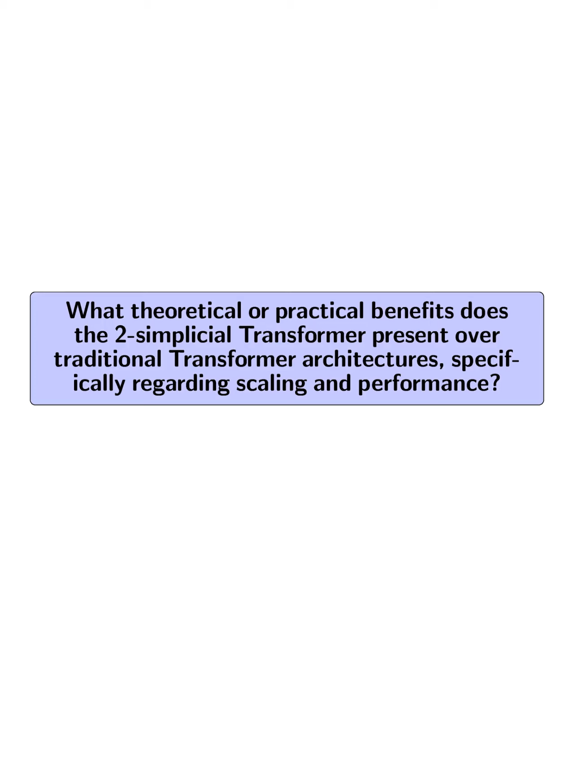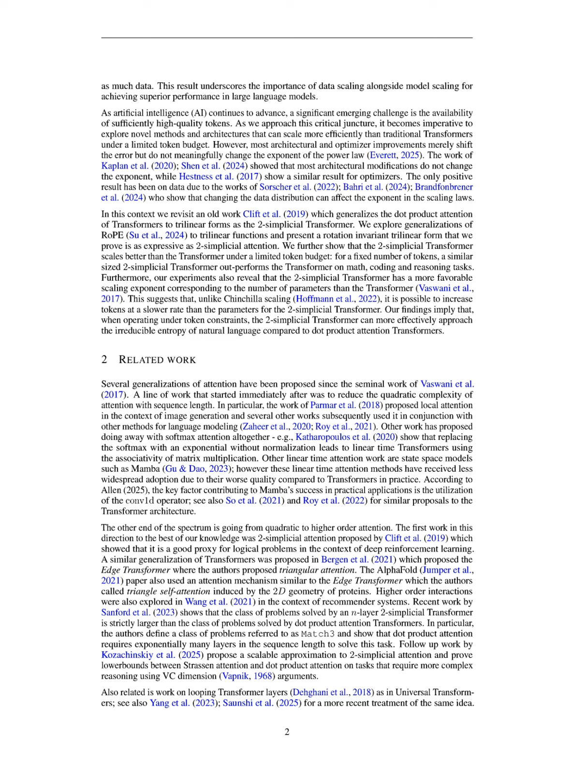What theoretical or practical benefits does the two-simplicial transformer present over traditional transformer architectures, specifically regarding scaling and performance? The two-simplicial transformer presents several theoretical and practical benefits over traditional transformer architectures, particularly in terms of scaling and performance. Firstly, it demonstrates a more favorable scaling exponent, allowing it to achieve better performance with fewer tokens relative to the number of parameters, which is crucial under token constraints.